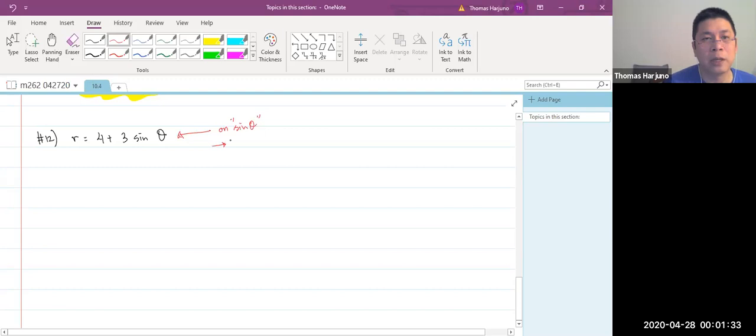So it must be symmetric with respect to the y-axis. Okay, that's one. And then second, because it follows r equals a plus b sine theta, it must be the type of limaçon.